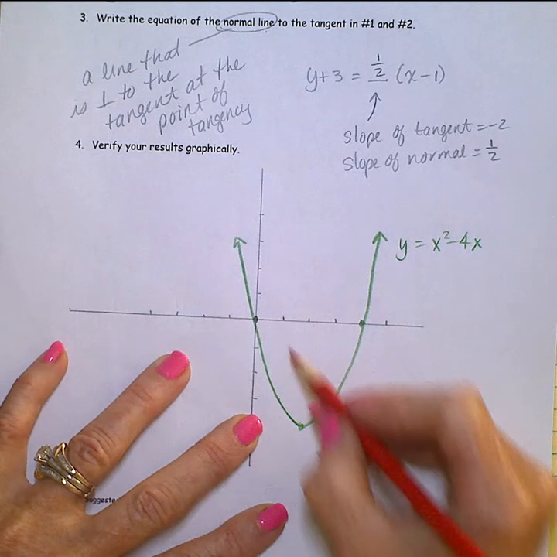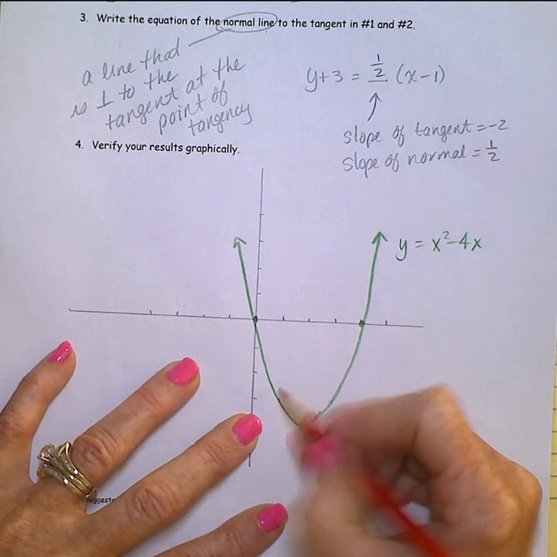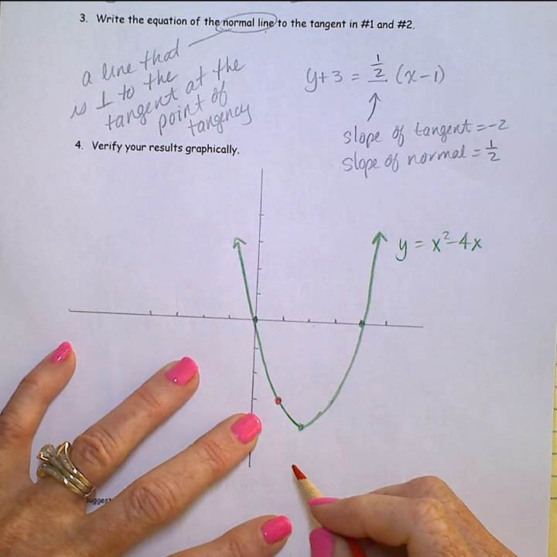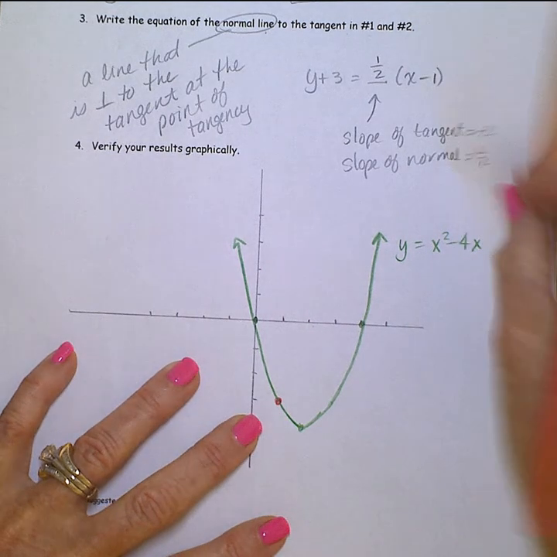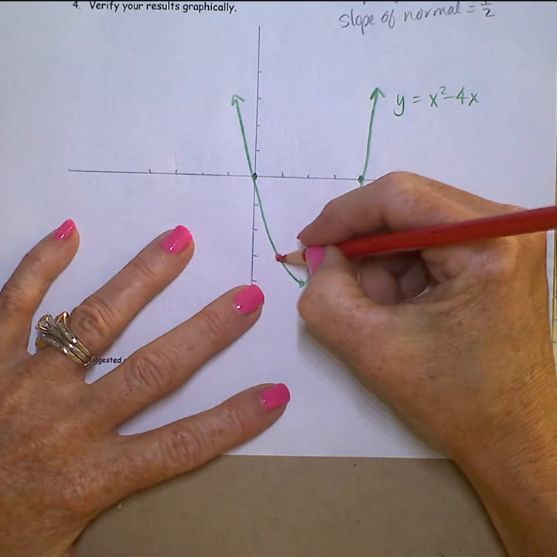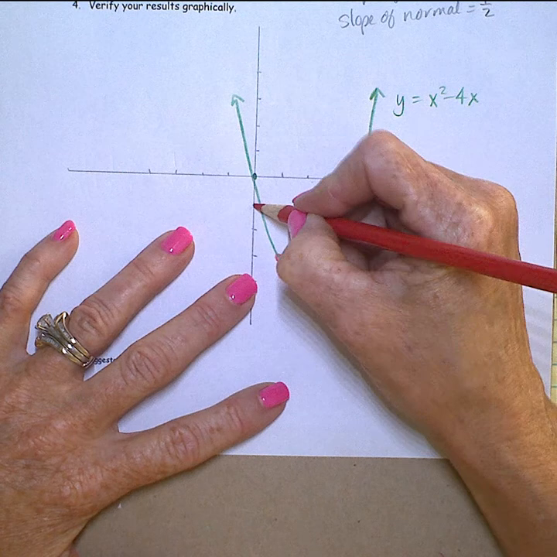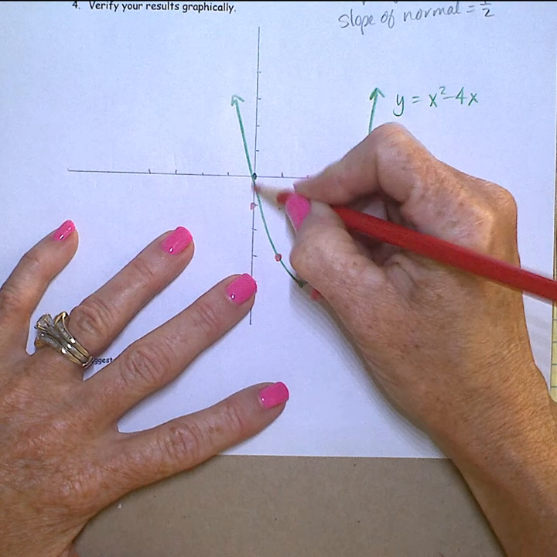Tangent line. We know that our point of tangency was 1, negative 3. And the slope of the tangent was negative 2. So I can plot that point and just count a slope from here. Up 2, backwards 1. Up 2, backwards 1.